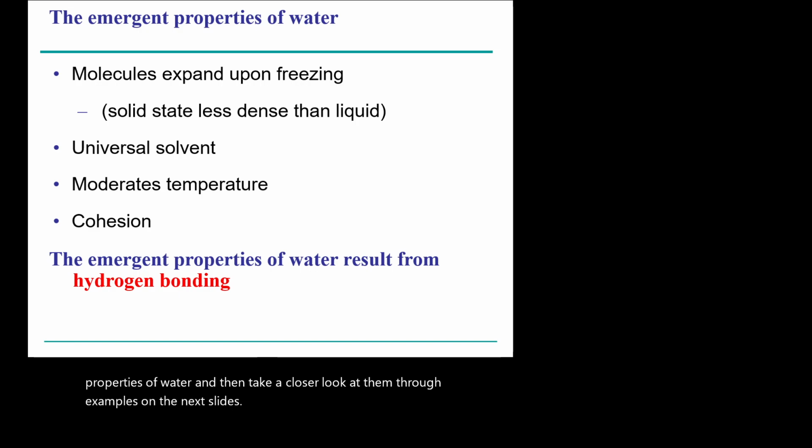One property of water because of hydrogen bonding is that molecules expand upon freezing, which is why the solid state, or ice, is less dense than liquid water. Another emergent property of water is that it is the universal solvent. It also moderates temperature and can perform something called cohesion. So let's take a closer look at these through some examples.